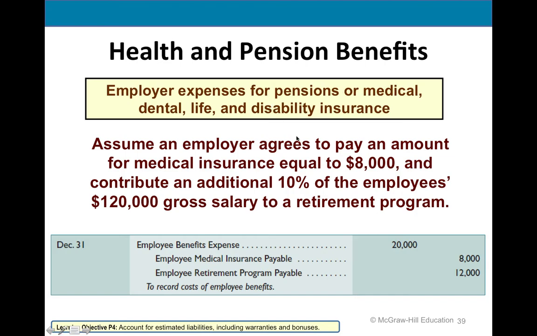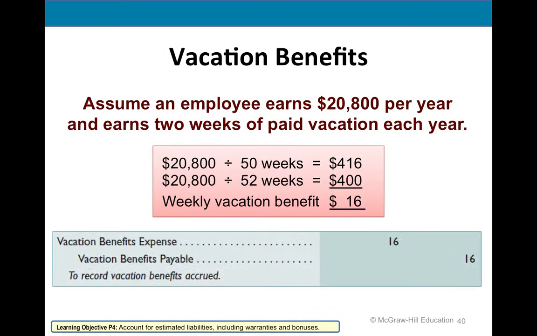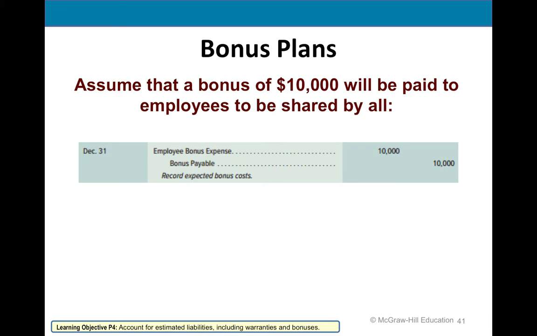That's why you want to debit the expense to increase it and credit your payables, because now it says you owe it. They might use all of it, might use none of it. The most important thing, though, is that it becomes a liability. Same with vacation. Remember, a lot of employees accrue vacation over time. Again, debit the expense to increase it and credit the payable to increase that. Or a bonus plan.